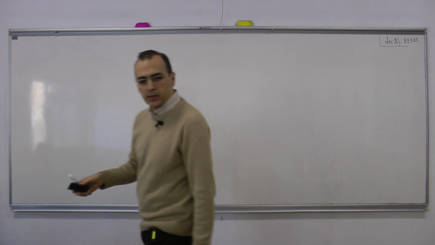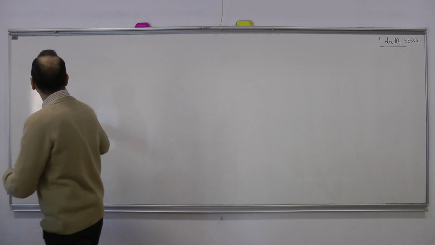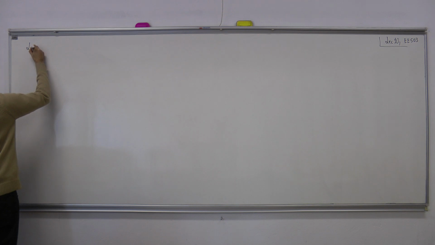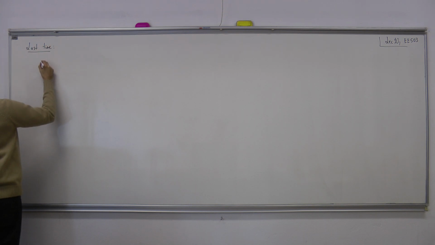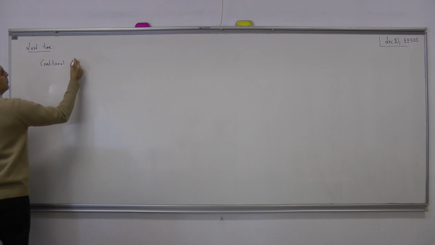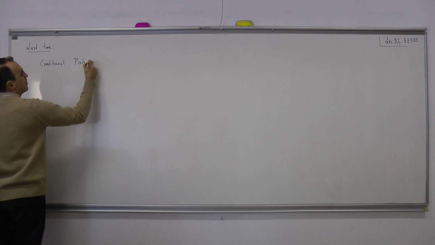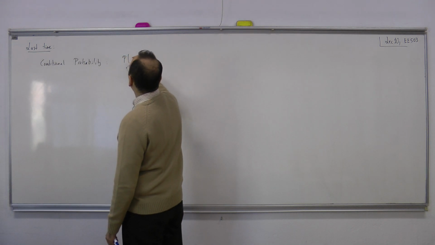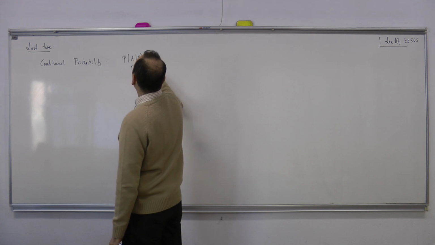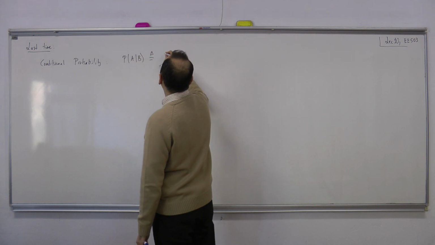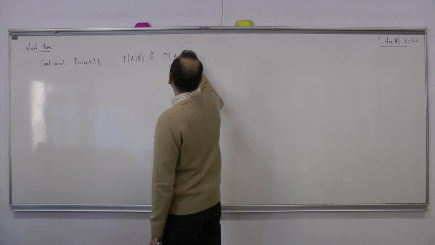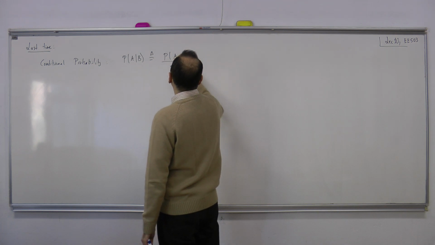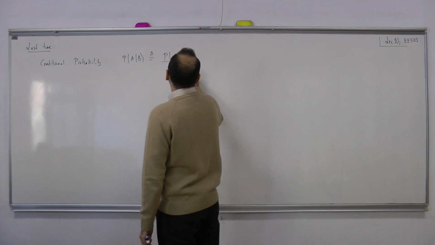Okay, we are starting lecture number 10. So last time we have defined conditional probability, which is probability of A given B, and this is a definition. So this is probability of A intersection B divided by probability of B.